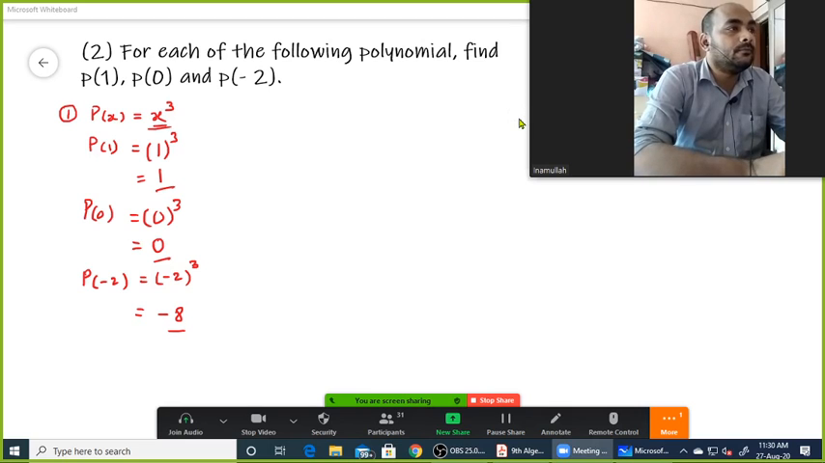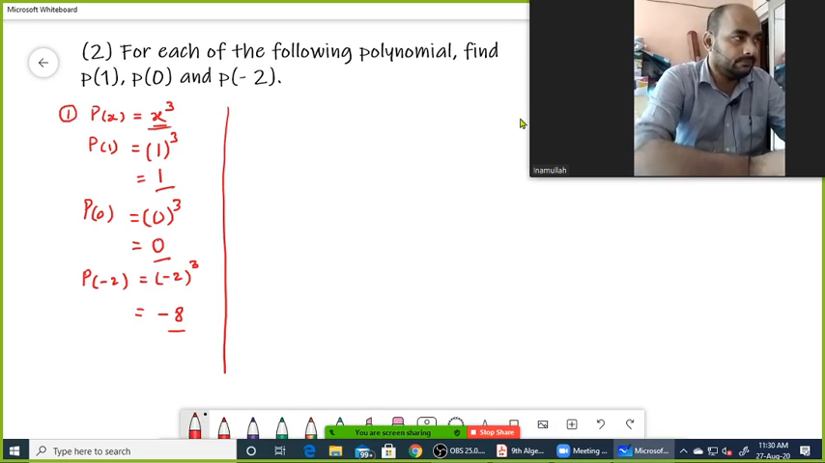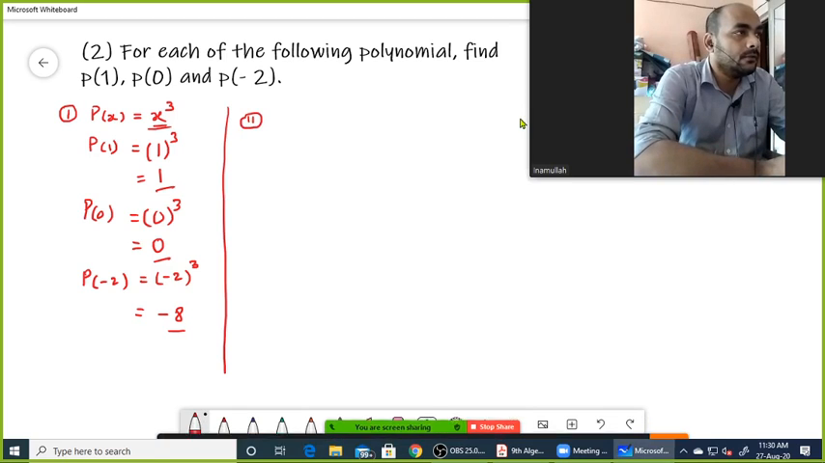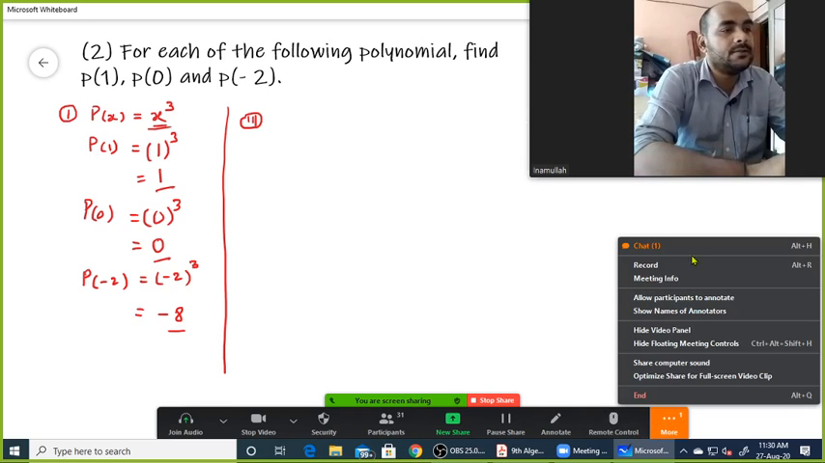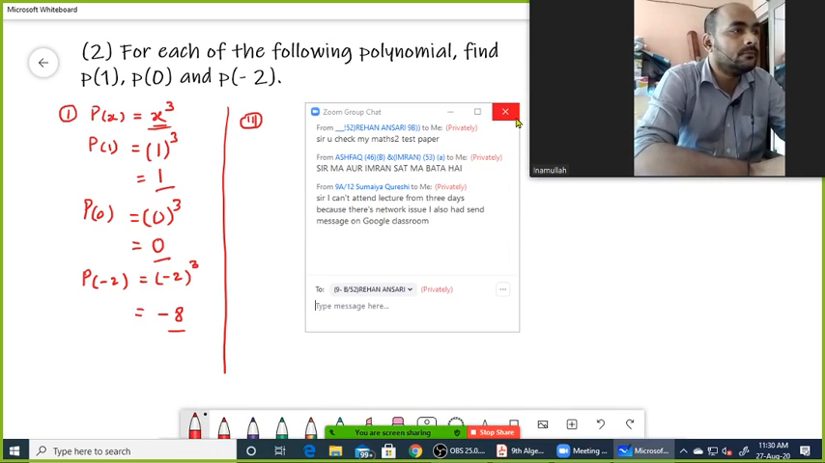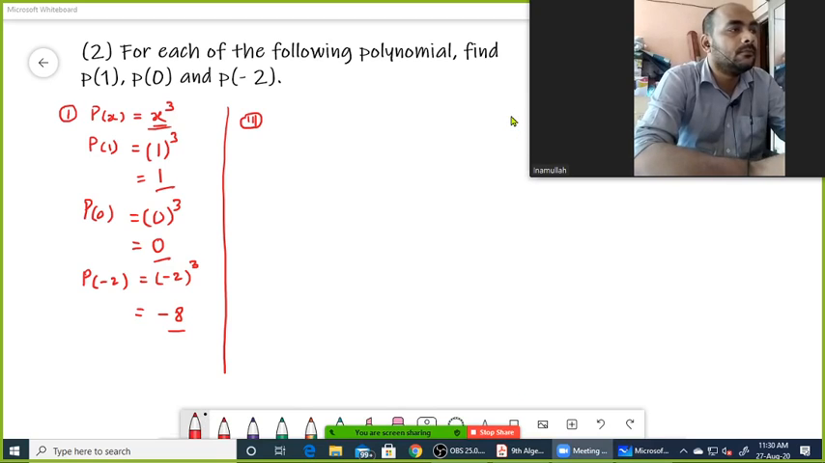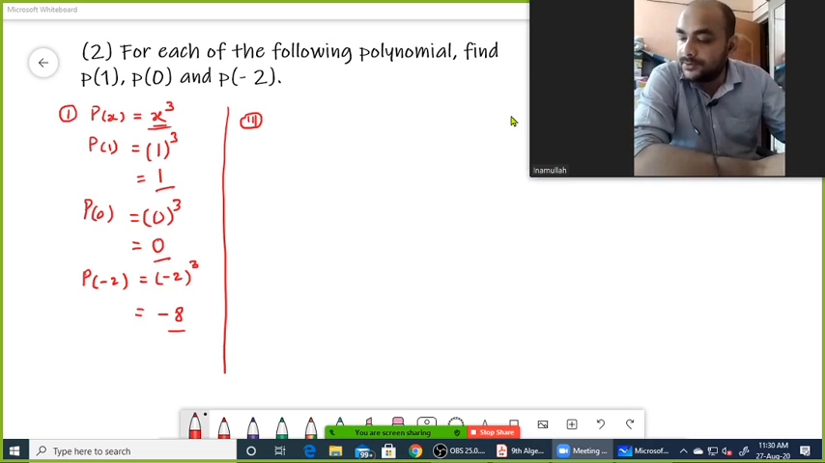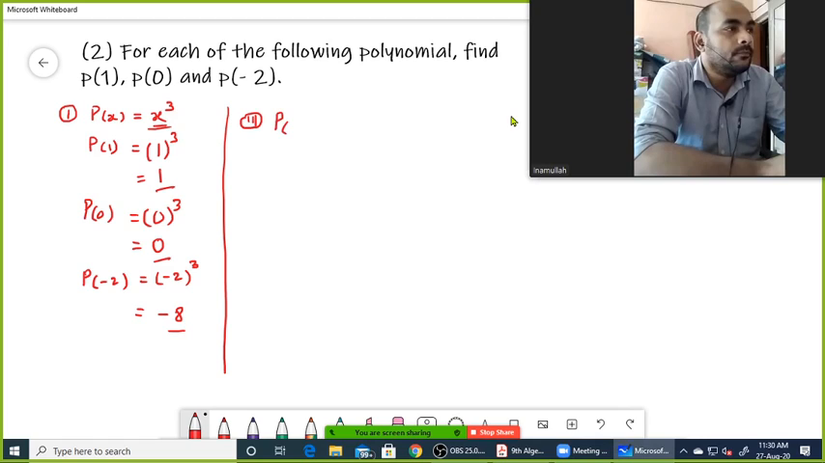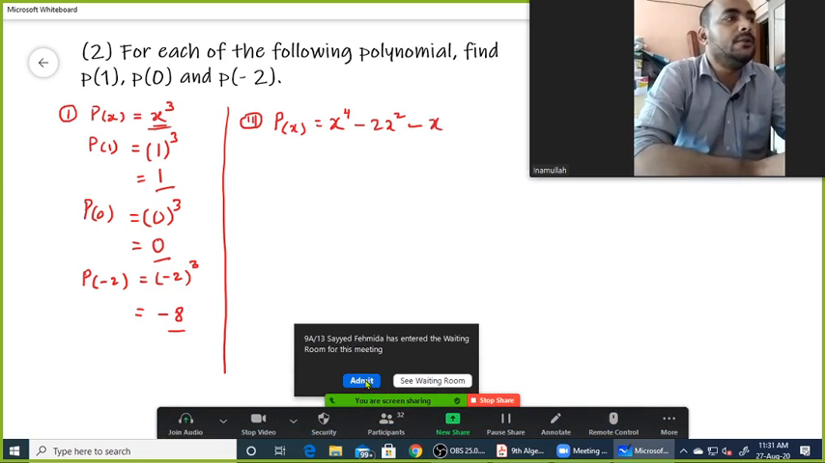Now the second question, third question I am doing, second question you will do. Third question is x raised to 4, polynomial with respect to x, where the given polynomial is x raised to 4 minus 2x square minus x. This is the given polynomial. We need to find three values of this polynomial.